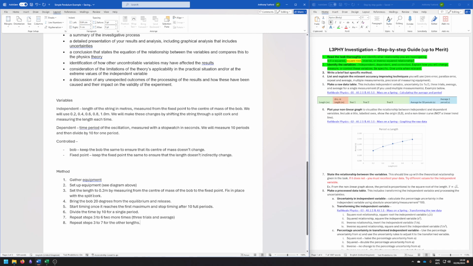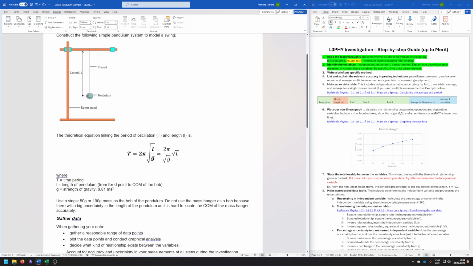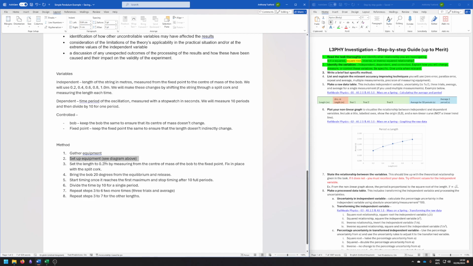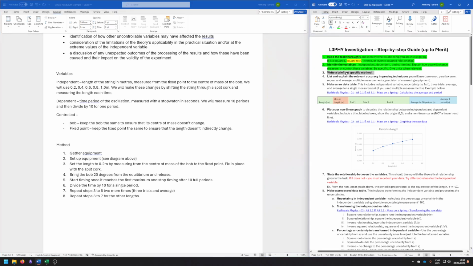Right, so we have a very basic but specific method explaining how we're getting the equipment, how we're setting up, just with reference to the diagram, but then being a bit specific in how we measure the length and how we measure the time, right? Because those are the independent and dependent variables we care about. Right, so write a brief but specific method. Excellent. List and explain the relevant accuracy improving techniques.